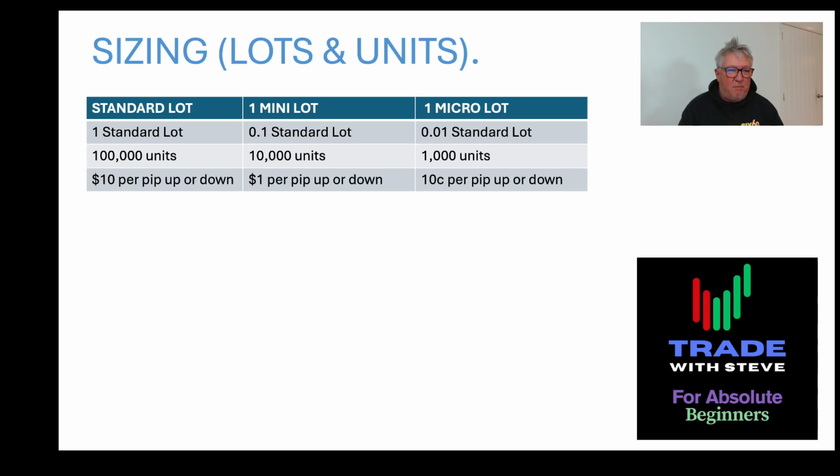Now if the price goes up 1 pip or down 1 pip, it's worth $10 US as a payout or a loss. Mini lots are 10% of the size, so the 0.1 of a standard lot, this is what we're probably more likely to trade, and I'll show you that in the next video. But effectively, one mini lot is 10,000 units, and if the price goes up or down 1 pip, we make or lose $1 US.